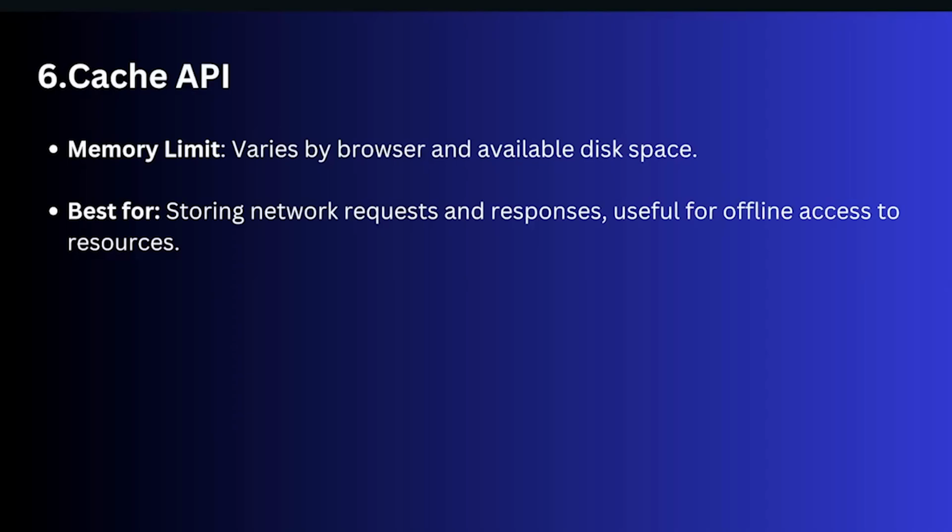Number 6. Cache API. The memory limit of the Cache API varies by browser and available disk space. Cache API is best for storing network requests and responses, useful for offline access to resources.